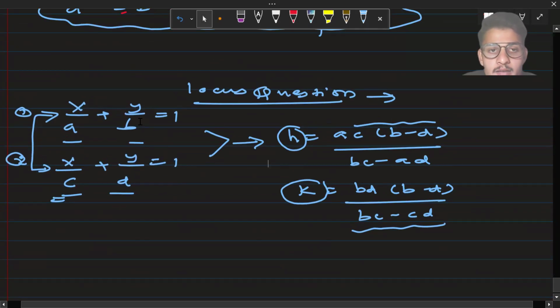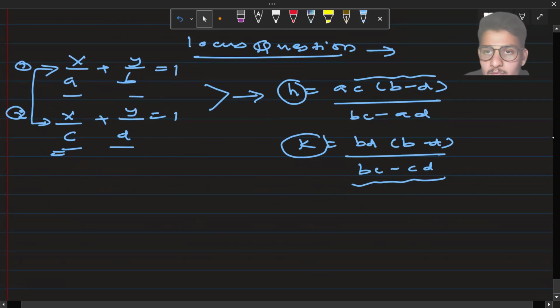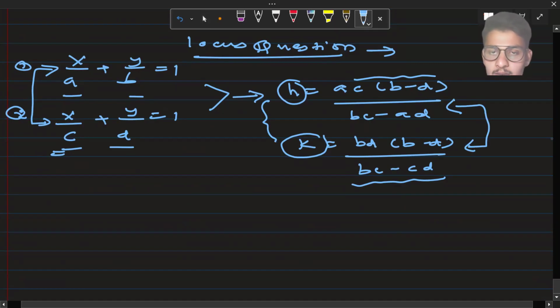In a locus question, two figures are there and they are intersecting, so you put the value of one into the other. Now you will receive some relation here. H equals AC(B minus D) upon (BC minus AD), and K equals BD(B minus D) upon (BC minus AD). Now play with these to get some relation between H and K. Can you find some relation between them?